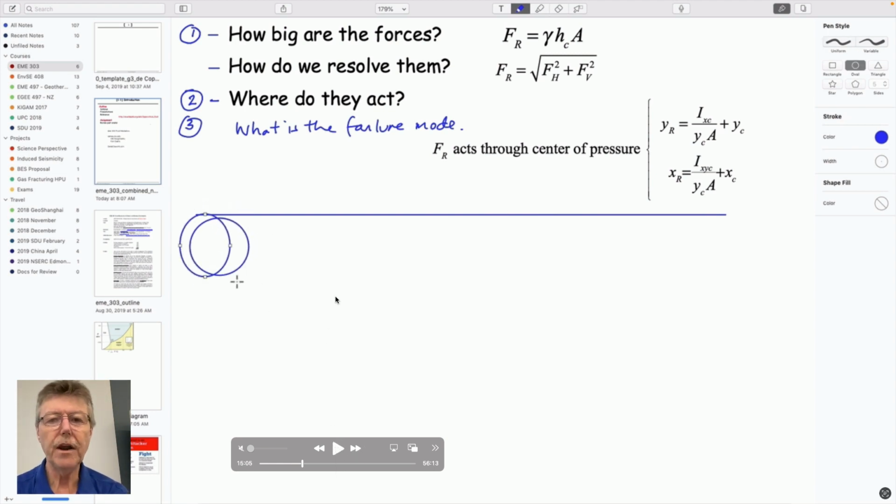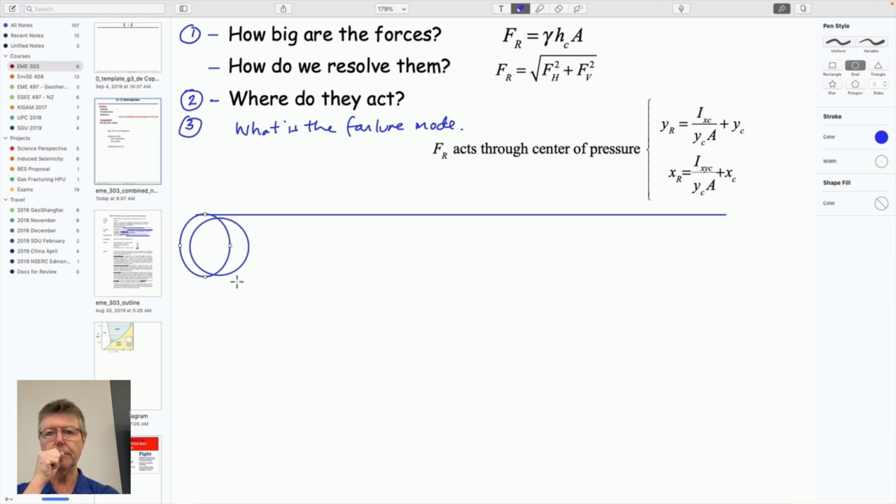In other words, number one up here, and we can get that, as we'll see, from a relatively simple expression. Where do they act? Because in some cases, we'd like to be able to say what the free body diagram of the structure they act on is, and what failure mode we expect to occur is kind of the third one. So we'll talk about those today.